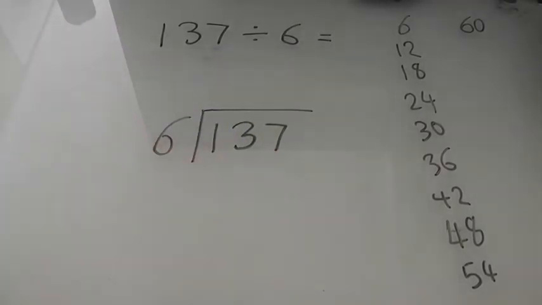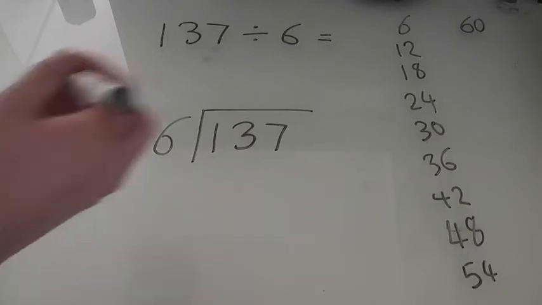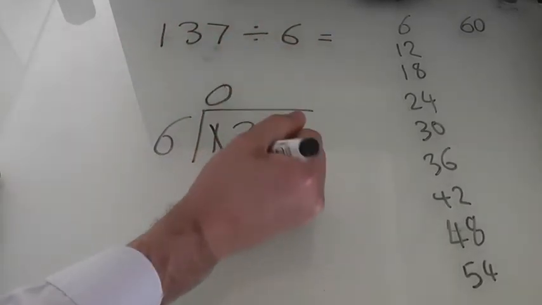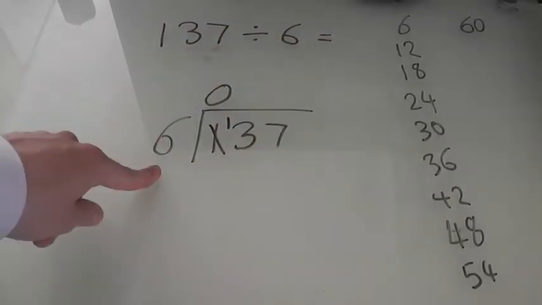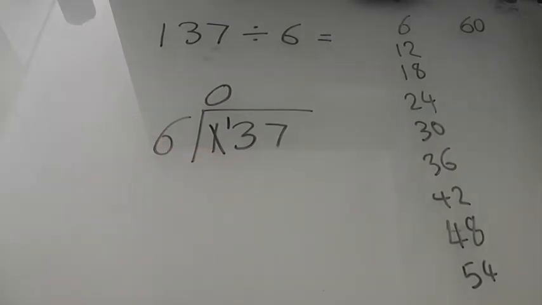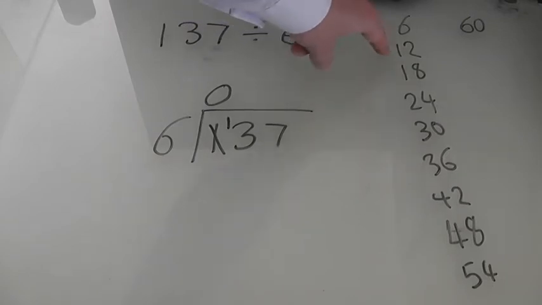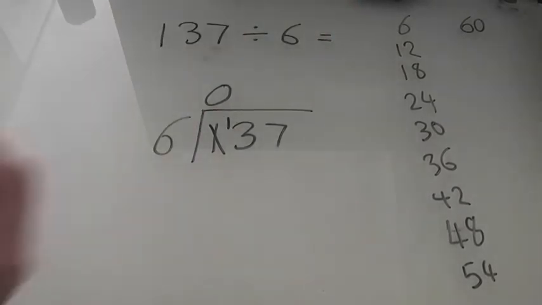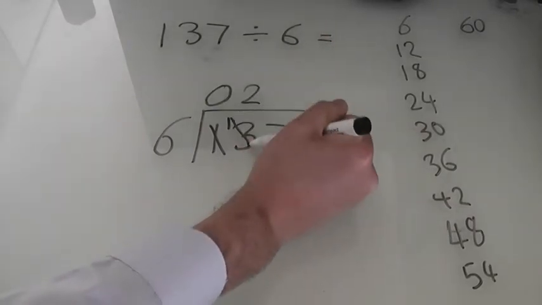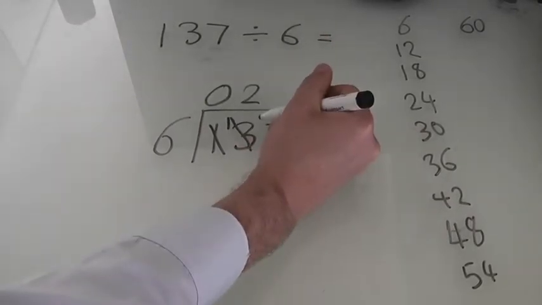So we do how many 6s go into 1? Can we do it? No, because 6 is too big. So we put a 0, cross it out, carry the 1. We now do how many 6s go into 13? Let's have a look. 1, 2. This one is too big, isn't it? Because it's over 13. So the closest we can get is 12. So we put our 2 there, cross it out, carry how much is left over.